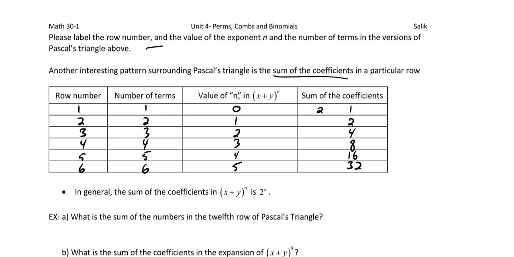Sorry, not the row number, 2 to the power of the exponent, right? So 2 to the power of 0 in the first one would be equal to 1. 2 to the power of 1 would be equal to 2. 2 to the power of 2 is 4. 2 to the power of 3 is 8. 2 to the power of 4 is 16. And 2 to the power of 5 is 32. Okay, so that's just another nifty little thing there.